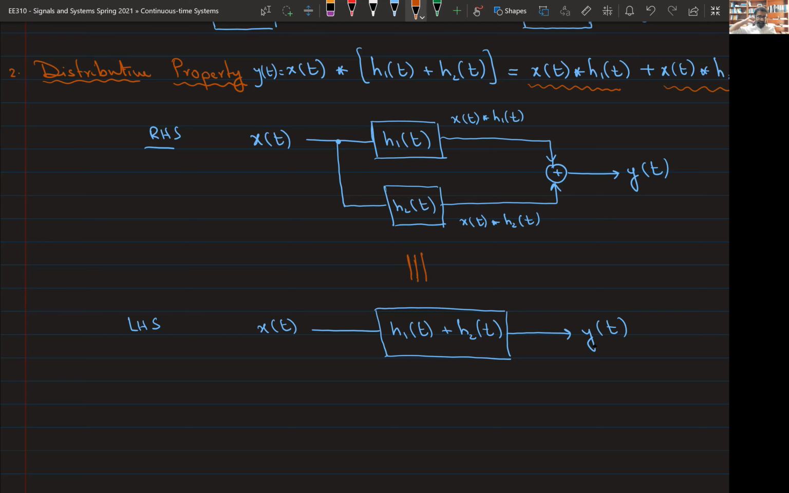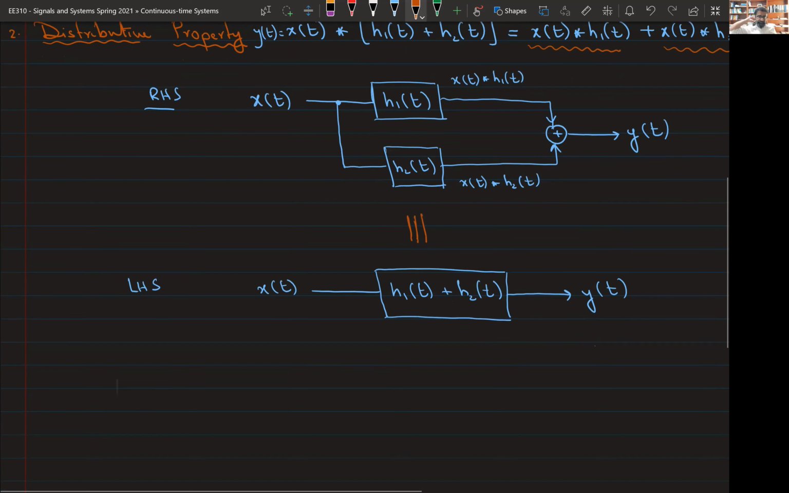Does that make sense? Excuse me, sir. Sir, I have a question. Here you have distributed x of t, which is the input, to two systems having different impulse responses. So क्या इसका opposite भी possible है? मतलब, if can we put x1 of t and x2 of t in a system with same impulse response, तब भी distributive property hold करेगा कि नहीं करेगा?